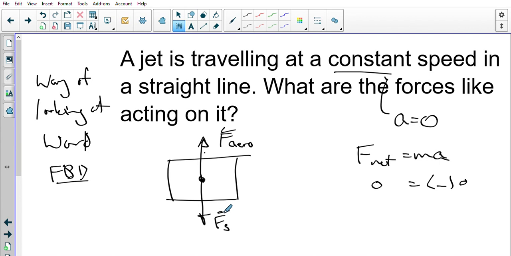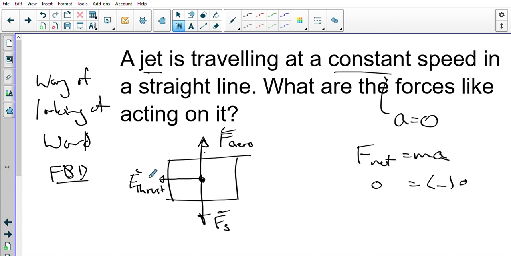All right, so we have the force of gravity and the aerodynamic force. Do we have any other forces? Well, maybe. It's a jet plane. What is a jet? It's an engine, and it's an engine that is providing a thrust. And so let's say we've got some thrust pushing the plane in that direction.